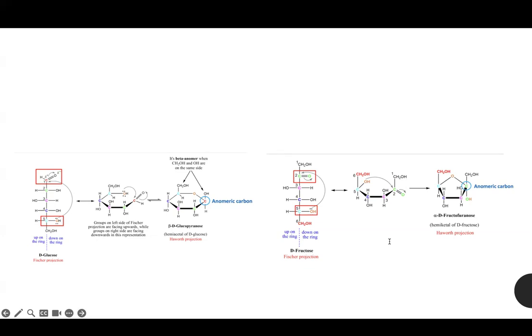And this is also why glucose has such a stable form and is the most commonly found sugar in all living organisms. Because in glucose, all substituents are in the equatorial position, versus the axial position, in which they have more repulsion to each other.